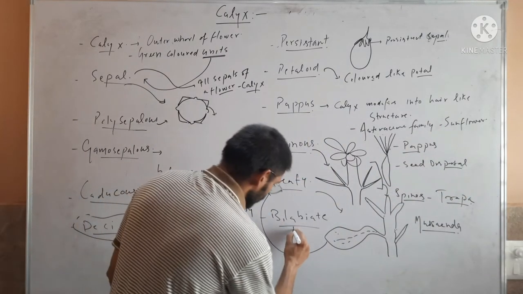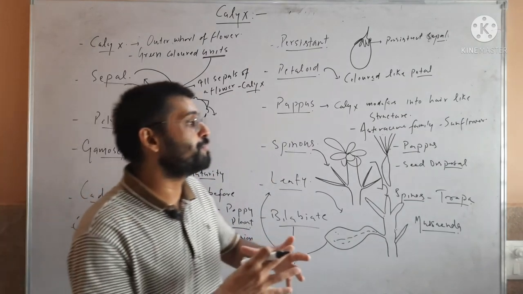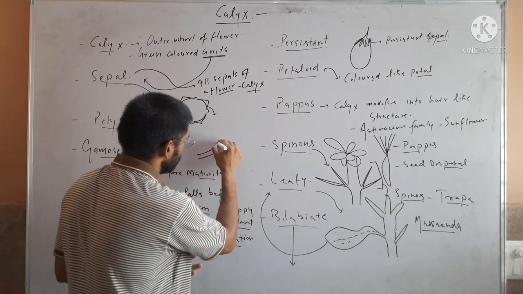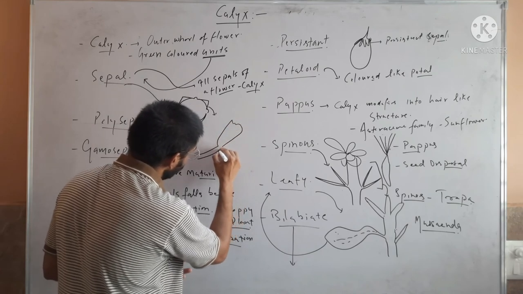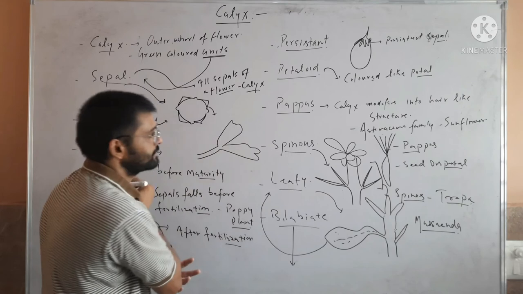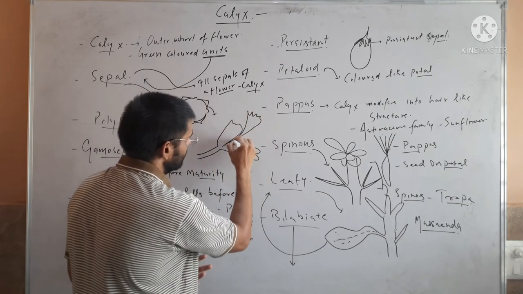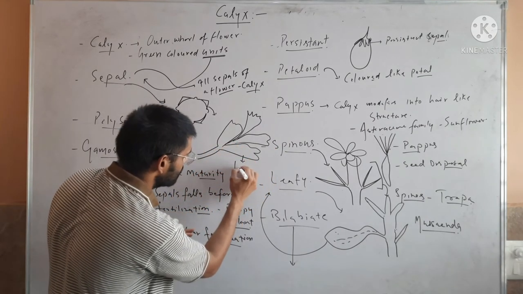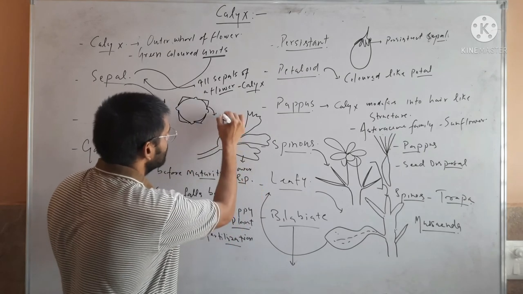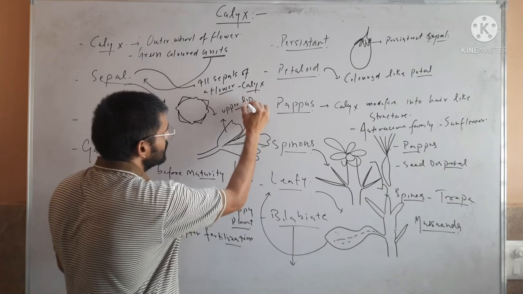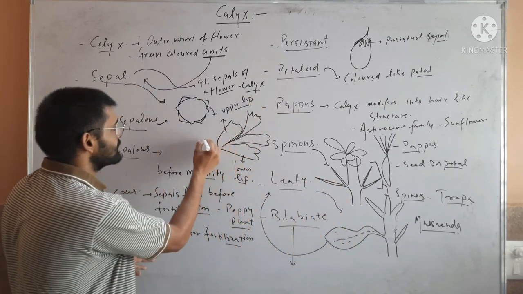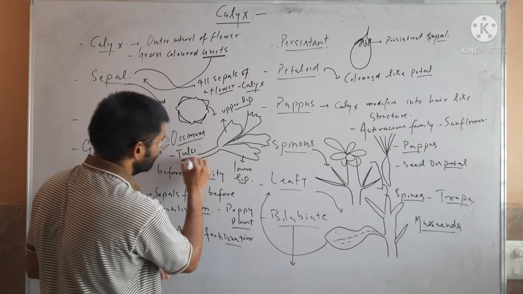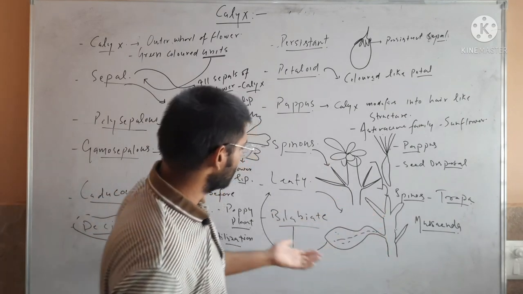Bilabiate calyx: when calyx is lipped, it is bilabiate, meaning it has two lips like this. So here will be petal. It becomes like two lips, one lower lip and this one is upper lip. So it becomes bilabiate. This type of calyx is found in ocimum, tulsi. So when calyx has two lips, it will be called bilabiate.